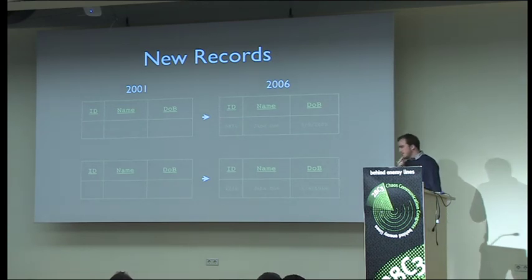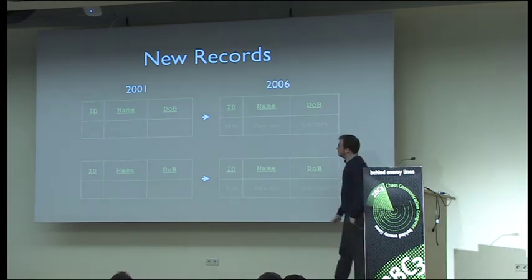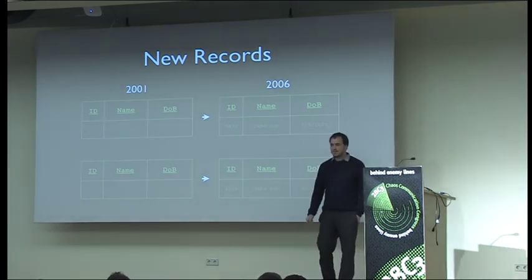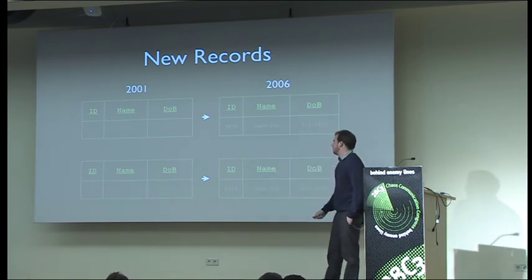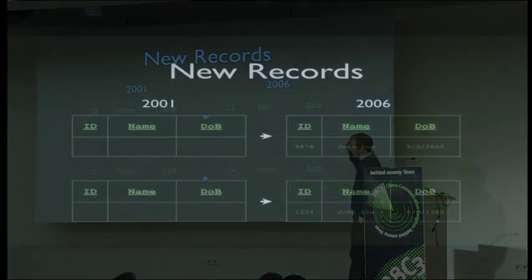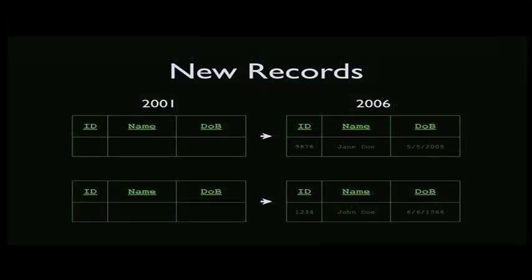So diffing basically gives us three types of results. The first result would be new records. Now these are kind of trivial cases. New records can be one of two things. Either children that were born sometime between the old version of the data and the new version. So say a child that was born in 2005 would not exist in 2001, obviously would exist in 2006.